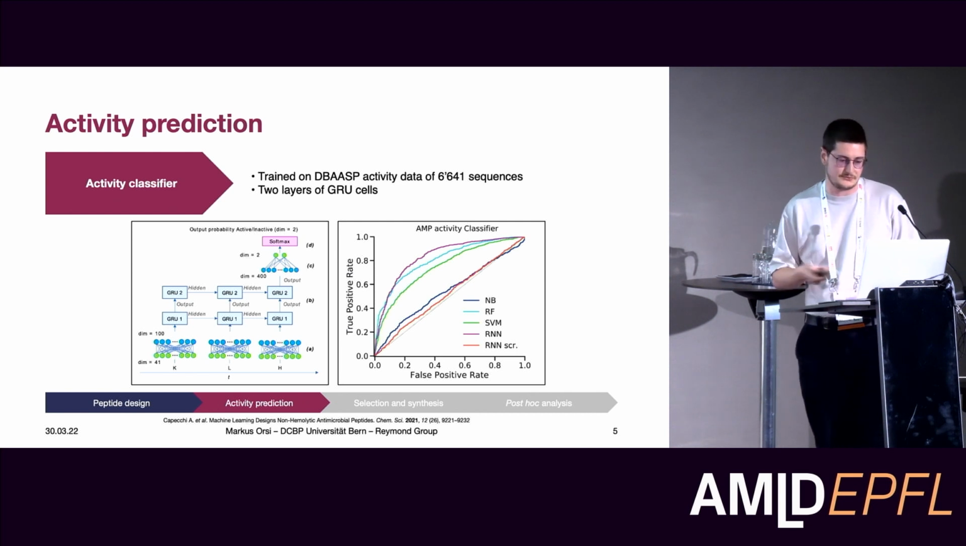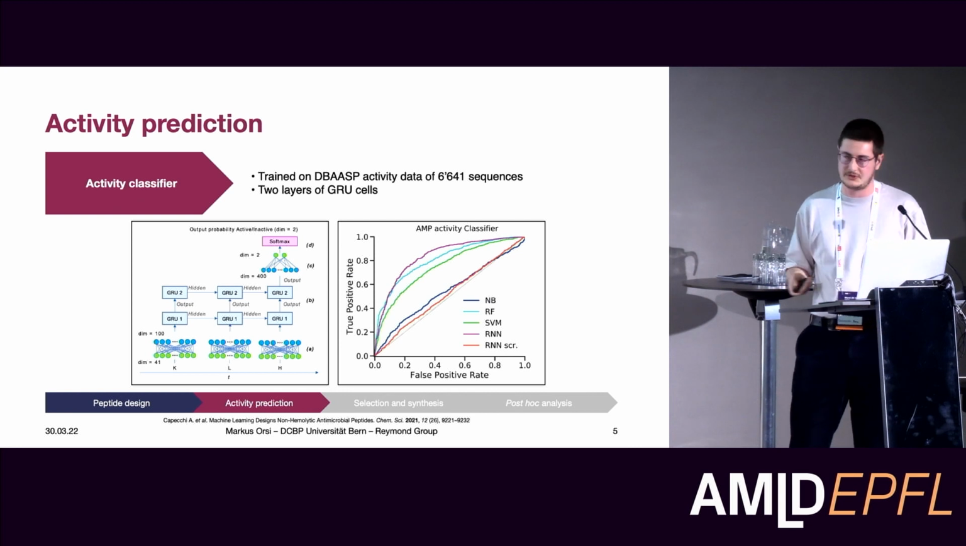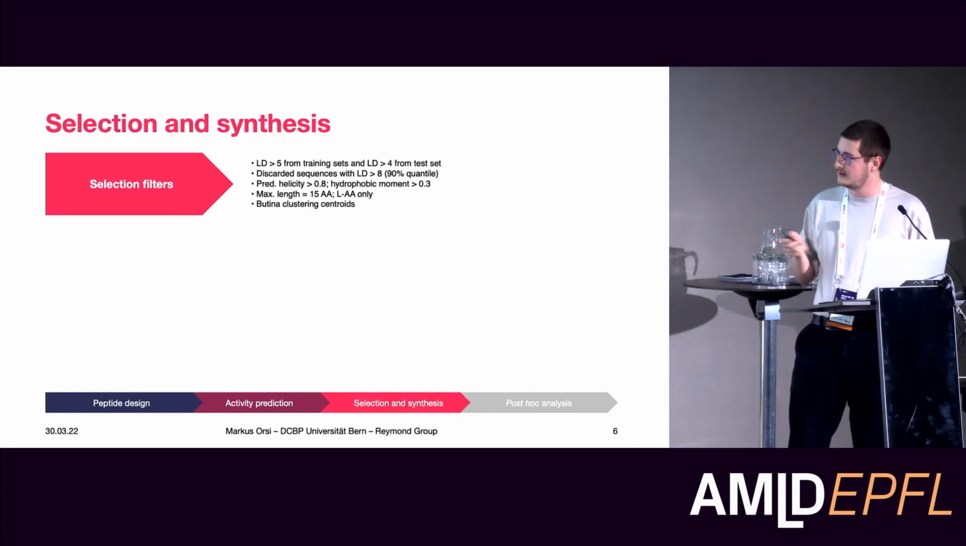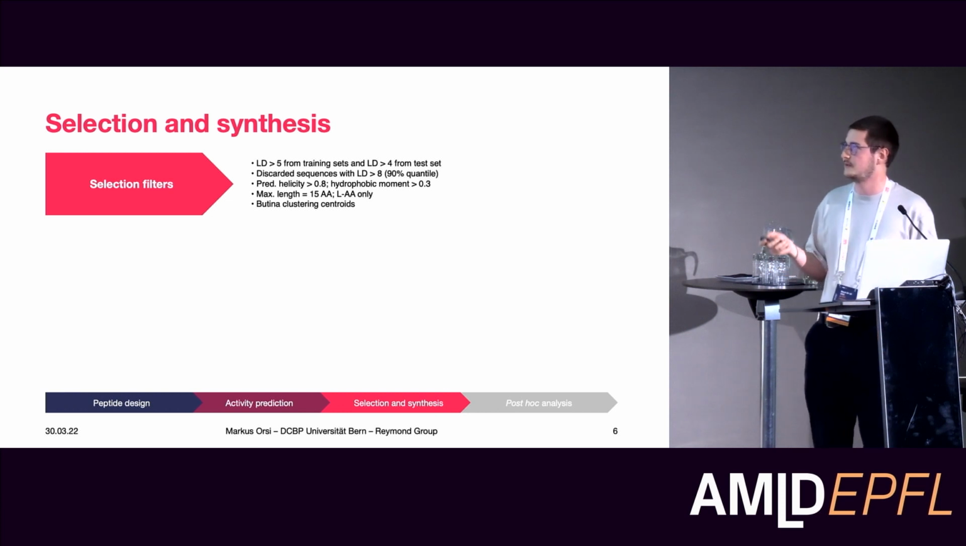And so after filtering out all the sequences predicted to be inactive, we moved on and applied additional selection filters. The first one I would like to talk about is the Levenshtein distance from the training set and the test set.